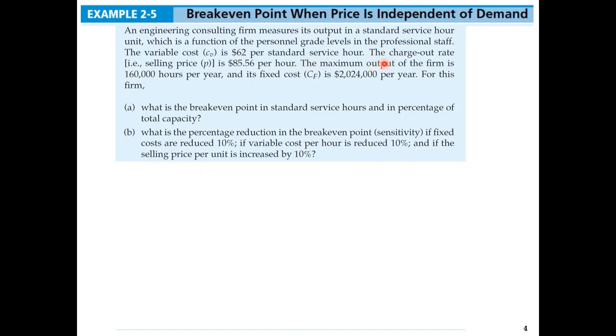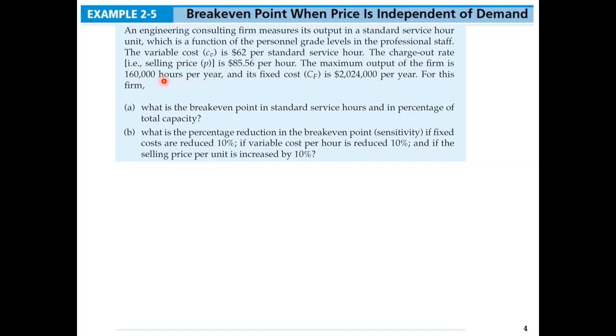Let's continue. The charge out rate, and it says this is the selling price, is $85.56 per hour. Okay, good. Then we already know CV, we already know P. Next sentence says the maximum output of the firm is 160,000 hours per year. This is something that we don't know. In our formulas until now, we didn't have such a thing. So let's keep it and continue to read and see what it will ask in the question.